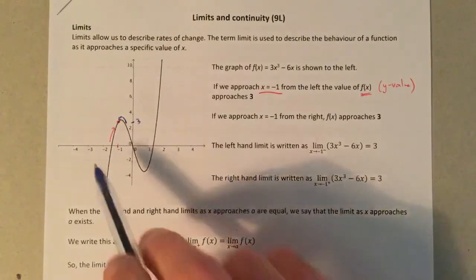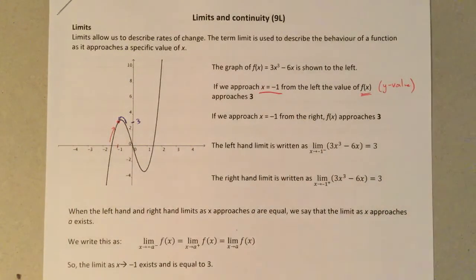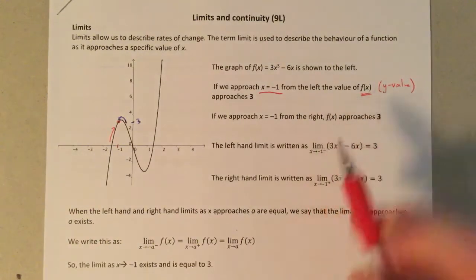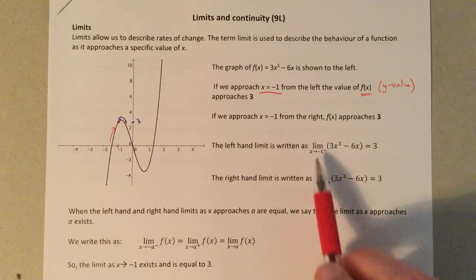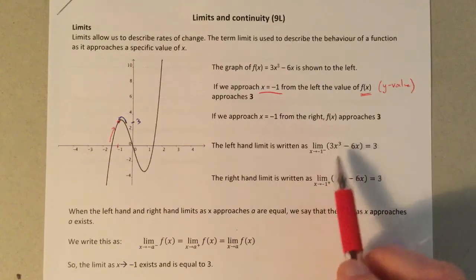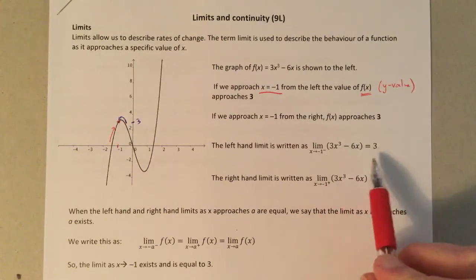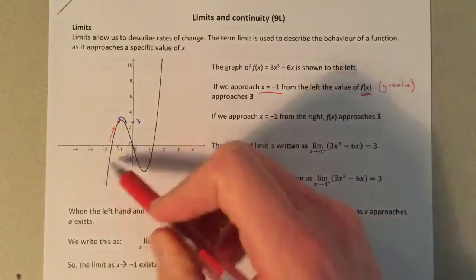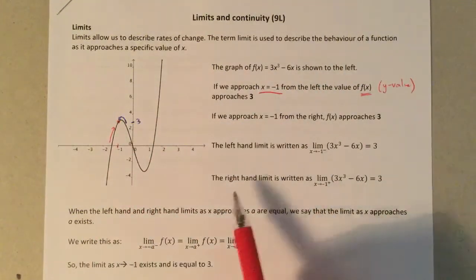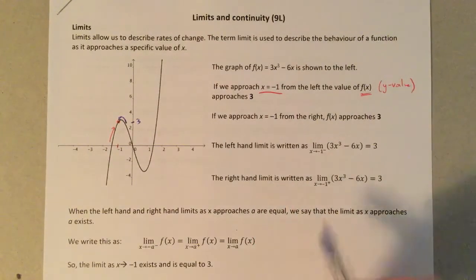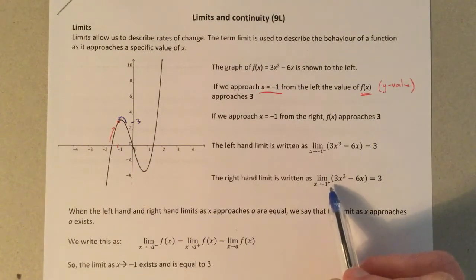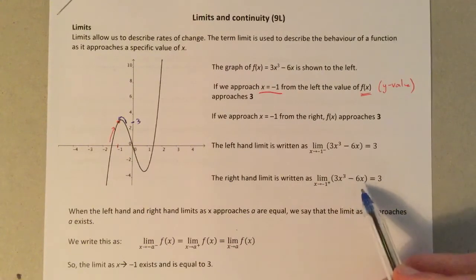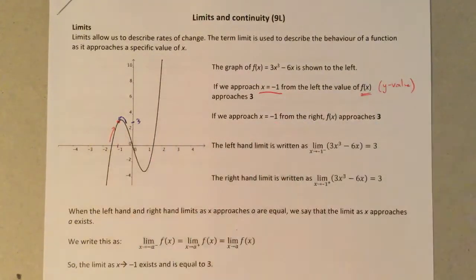We can say that the left-hand limit, so the limit as we came from the left-hand side there, is written as: the limit as x approaches negative 1 from the negative direction of 3x cubed minus 6x is equal to 3. It's just a really technical way of writing what we just saw intuitively on our graph. And the right-hand limit is written as the limit as x approaches negative 1 from the positive direction, so you can see that little plus there, of 3x cubed minus 6x is equal to 3, because as we approach from the right-hand side, the function, or the y value, also approached 3.